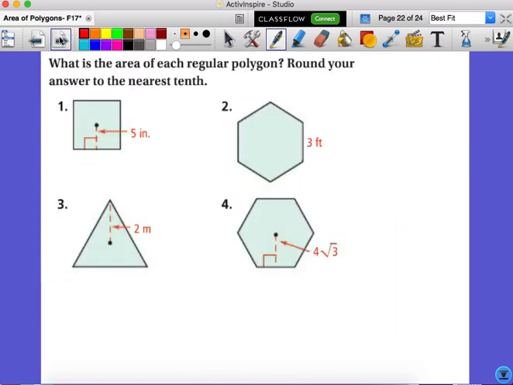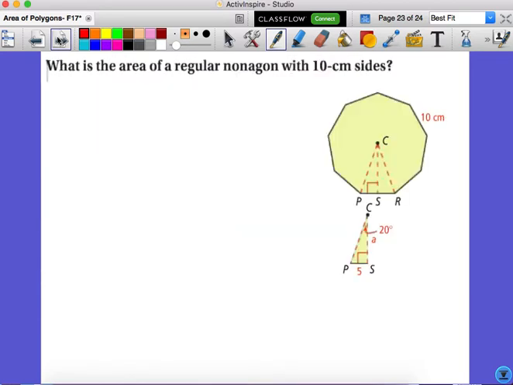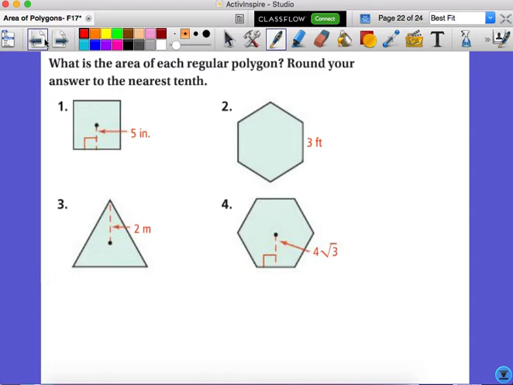Now there are going to be several of these here for us to try, and we're going to kind of come back and look at our 30, 60, 90, our 45, 45, 90, all of those sorts of things. However, my advice to you is not to forget what you already know about these figures.